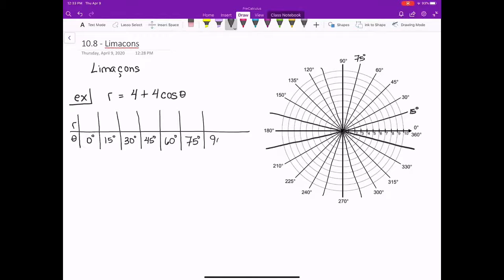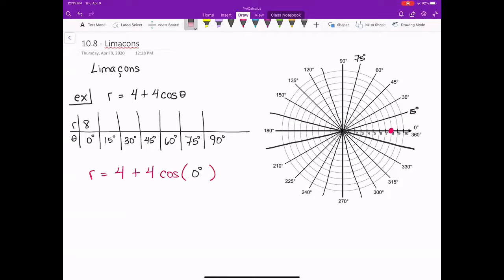Okay, I'm going to be plugging everything into the given equation. So those angles are going to be going right in here for theta. So I'm starting with my 0 degrees. Of course I know what the cosine of 0 degrees is. That's 1. 1 times 4 is 4. 4 plus 4 is 8. So I'm going to plot the point at 0 degrees out to a circle of radius 8.